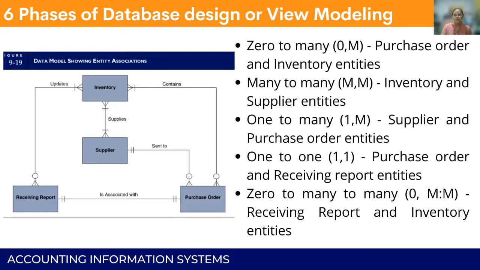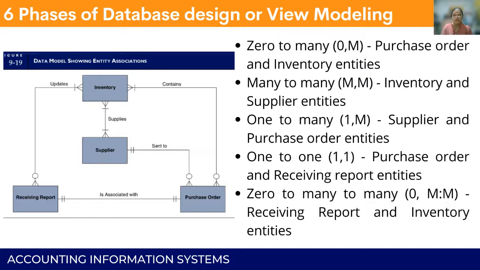We assume that the purchase order table will contain records for purchases made in the current period only. And there is a many-to-many association between inventory and supplier entities, which means that one or more vendors supply each inventory item and each of them supplies one or more items. And a one-to-many association is between the supplier and purchase order entities, in which in the current period each supplier received zero or many purchase orders, but each of them goes to only one supplier.